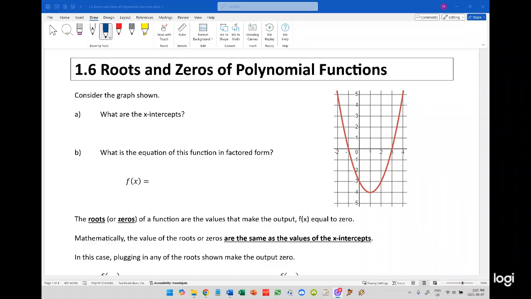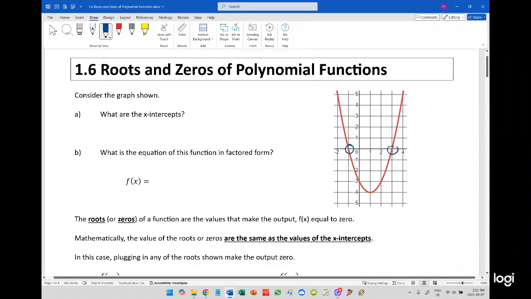So looking at the picture we've got, which is a quadratic function or a parabola, the x-intercepts are pretty obvious. We've got one over here at -1 and one over there at +3. So those are our x-intercepts, and we can use those to find the equation of the function in factored form.